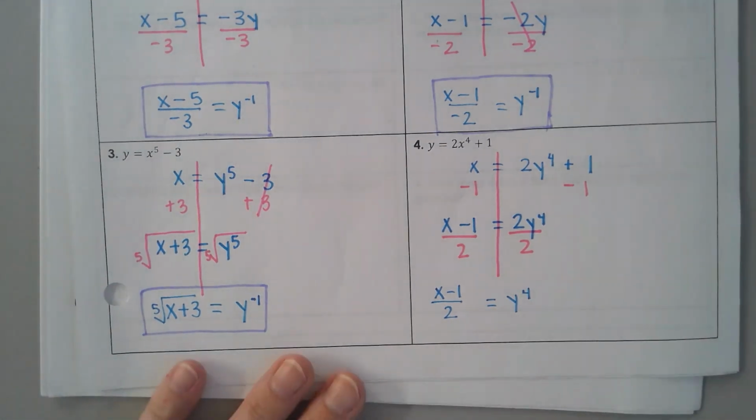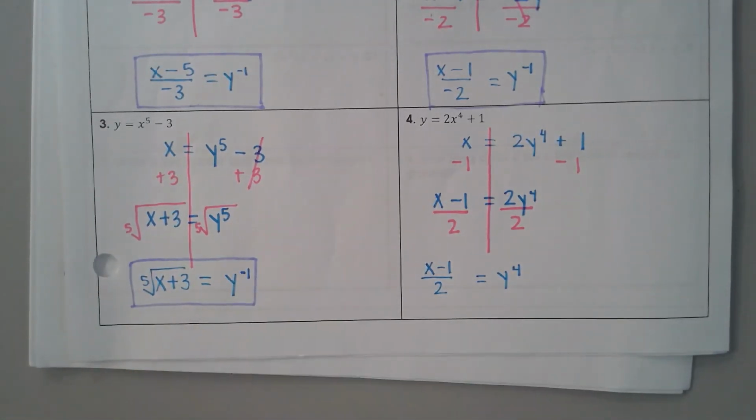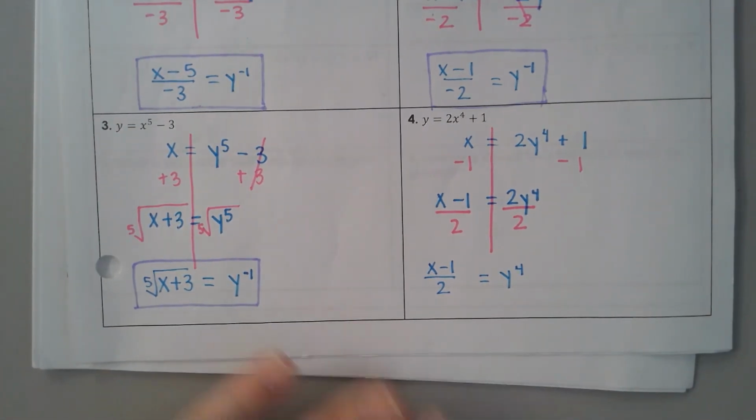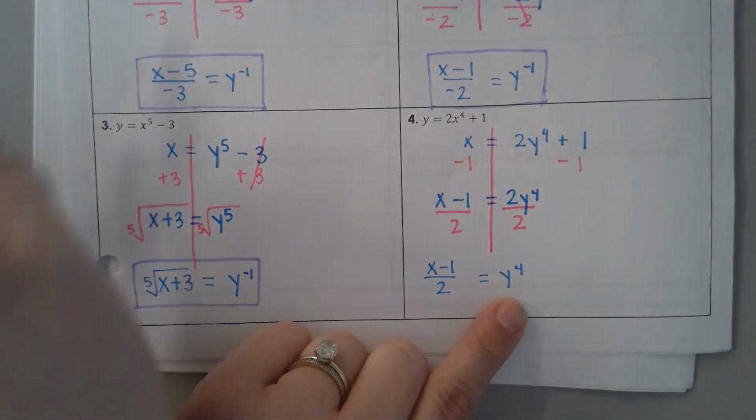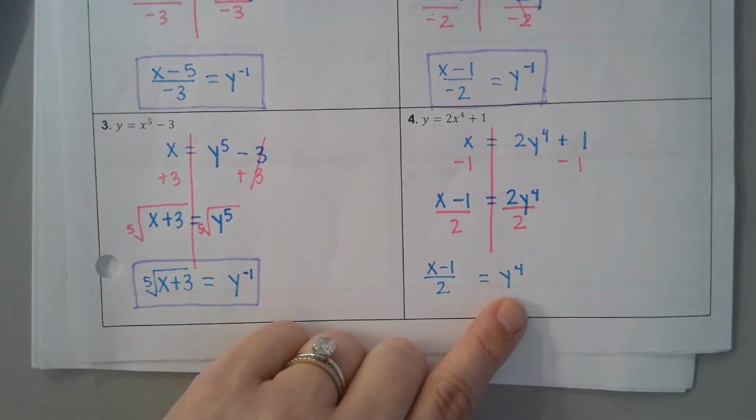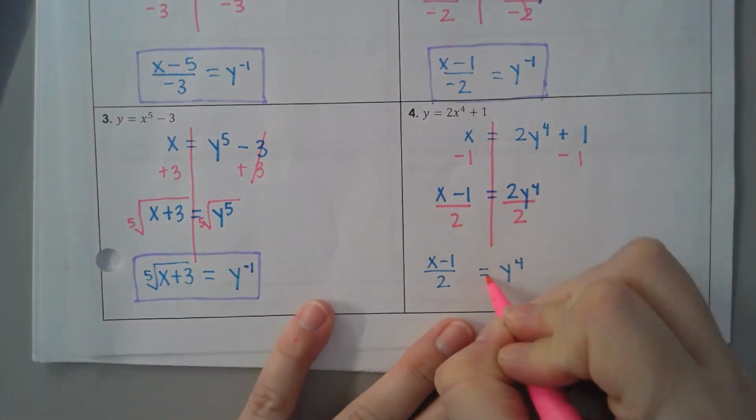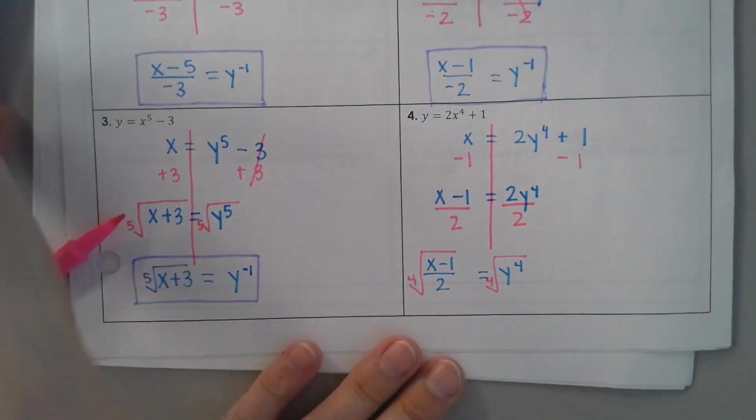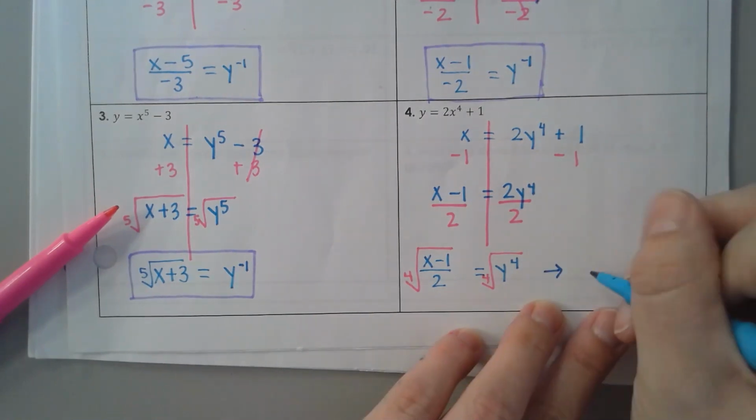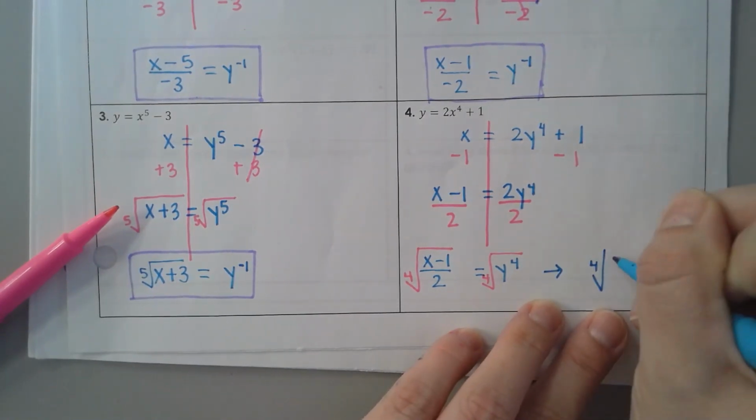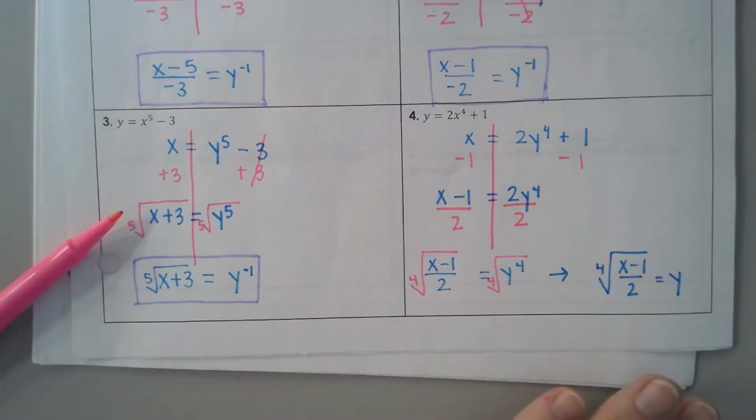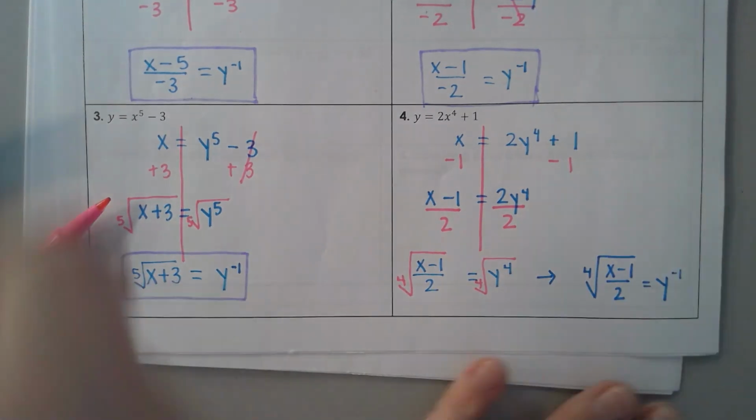So I get x minus 1 over 2 equals y to the 4th. And do I have my y by itself? No, there's a little 4 there. How do we get rid of that 4? We would do the 4th root. Yeah, that's how we say that. So the 4th root. And then give it the inverse symbol.